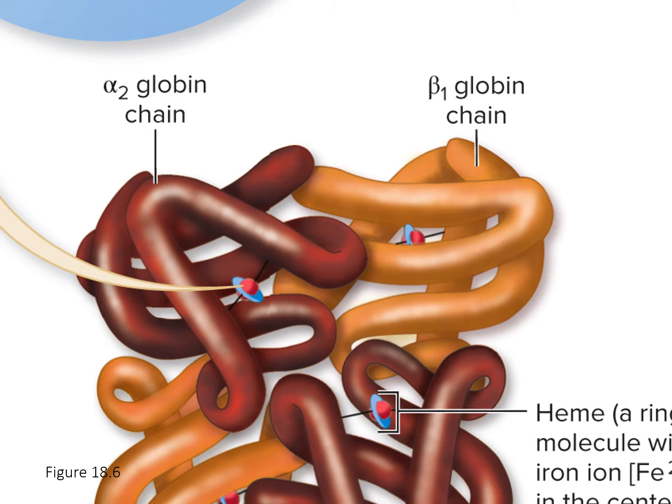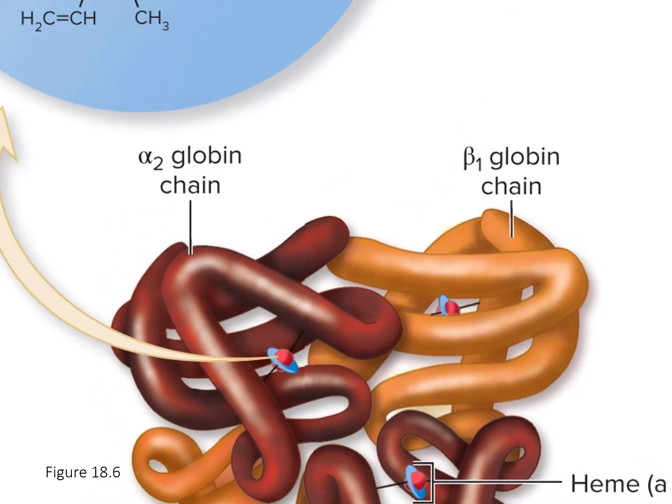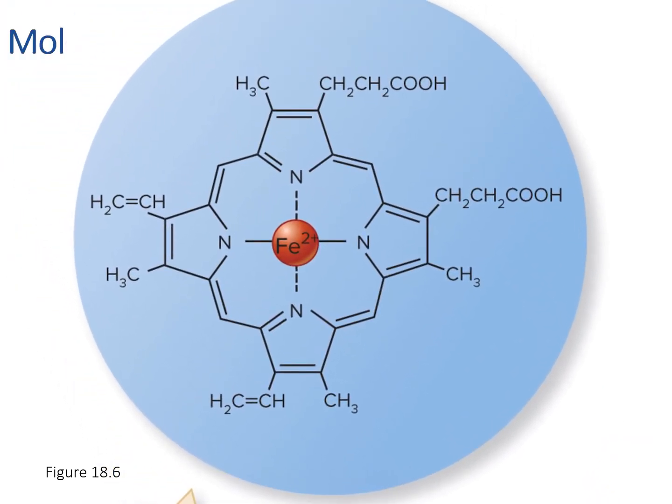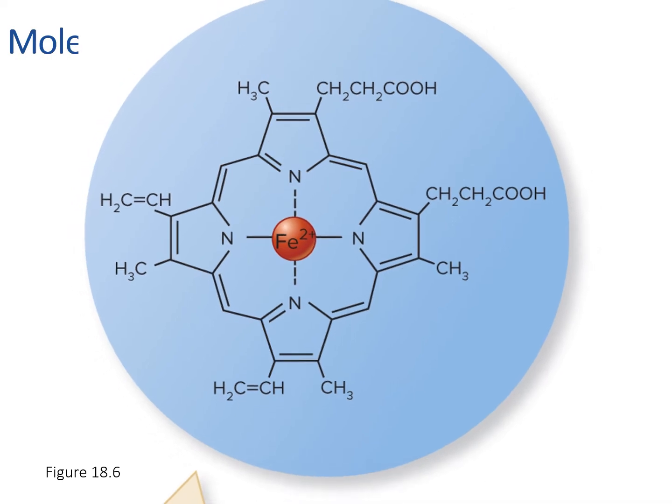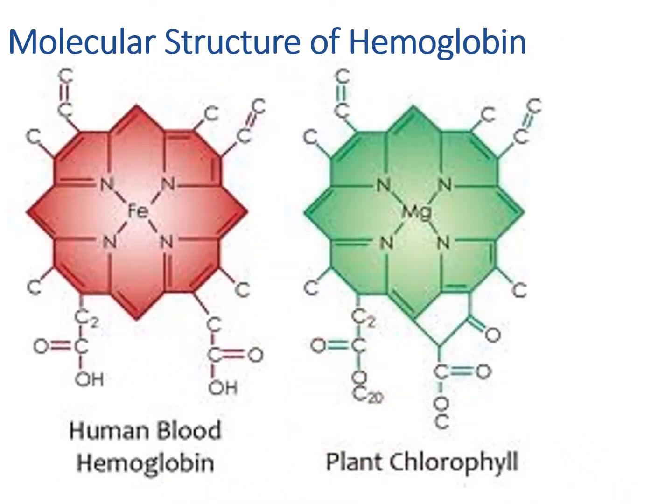What is that? Well, in humans, the heme group has an iron in the center, and it's very interesting looking. It's an organic molecule. You see it? And it's similar in some ways to plant chlorophyll. Look at the chlorophyll in plants. It has a magnesium in the center.